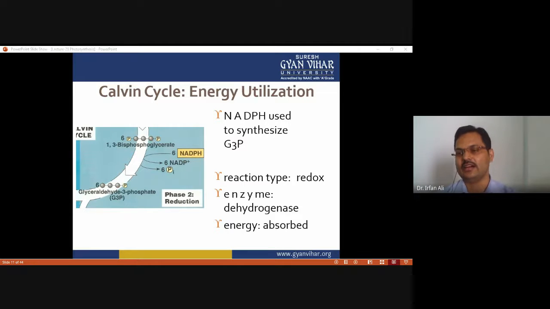Anywhere in metabolism, if NADPH or NADH is utilized or produced, the enzyme is called a dehydrogenase. So the enzyme is dehydrogenase, and in this reaction the energy is absorbed. So this phase is called the energy utilization phase.